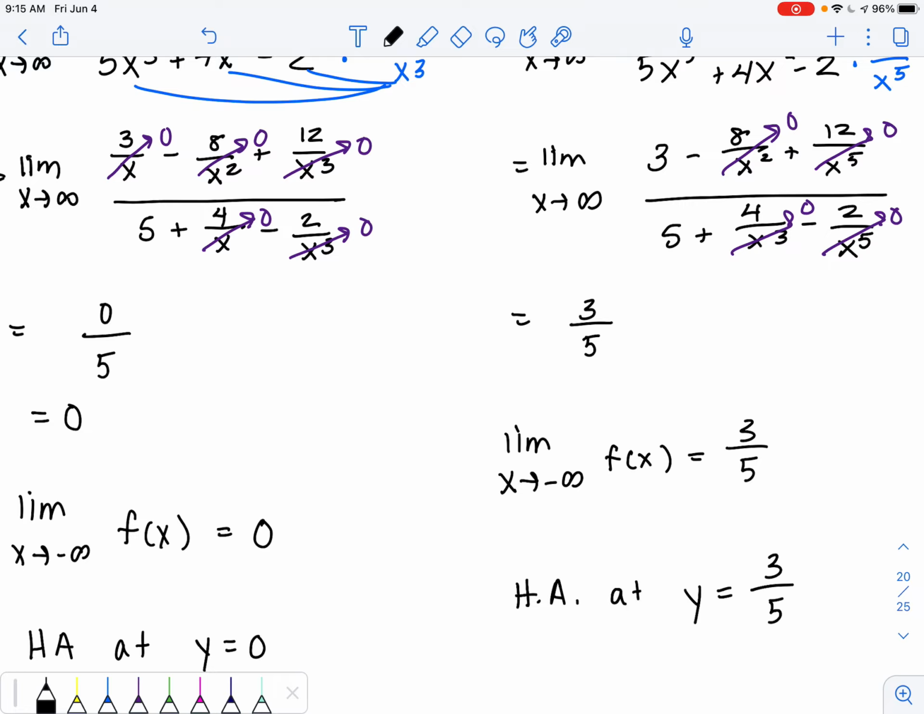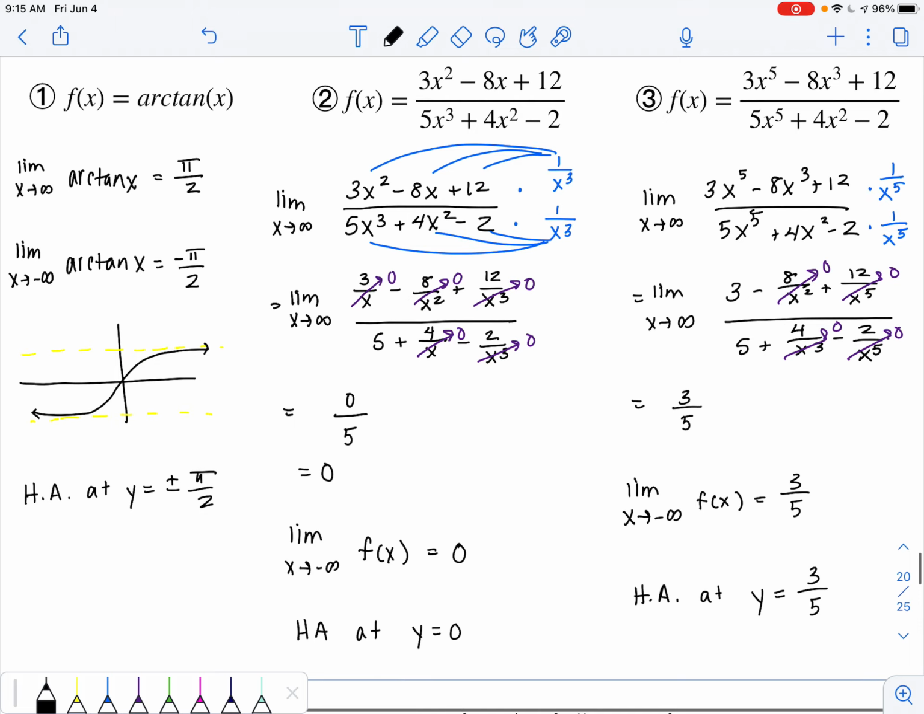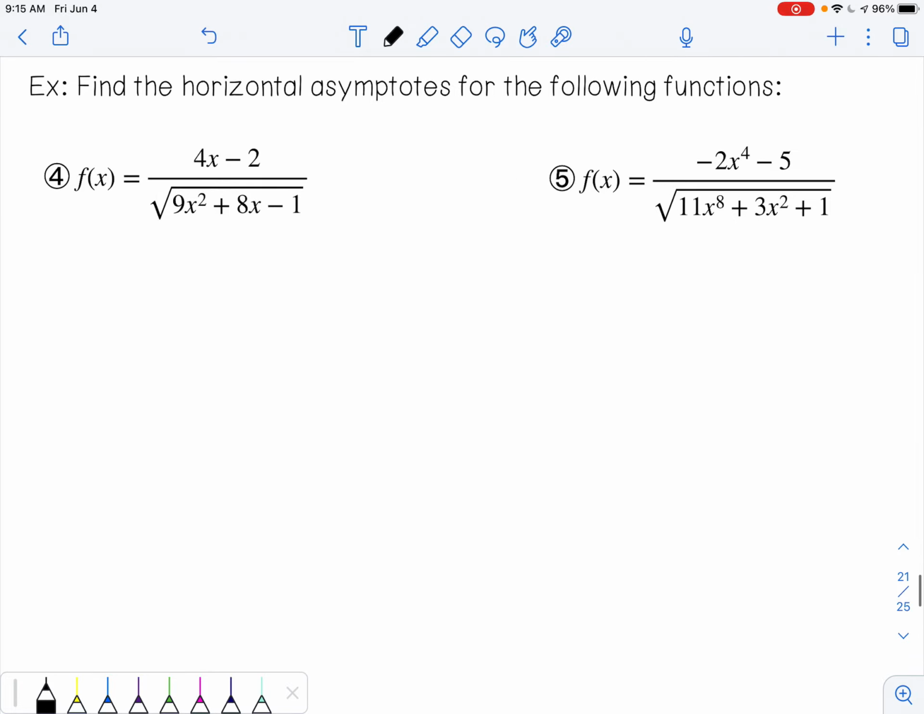So our horizontal asymptote is at y equals 3 over 5. Now there are some more challenging questions that we can look at that take our rational functions to a different level. And that's when we include radicals inside of our rational functions. So we have this function over here, number 4, 4x minus 2, all divided by the square root of 9x squared plus 8x minus 1.